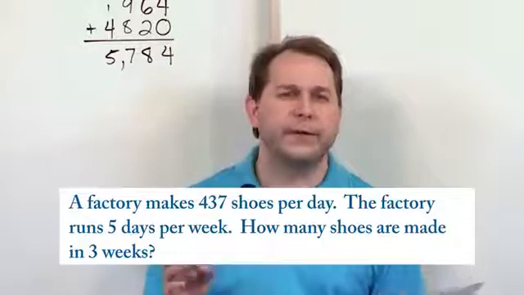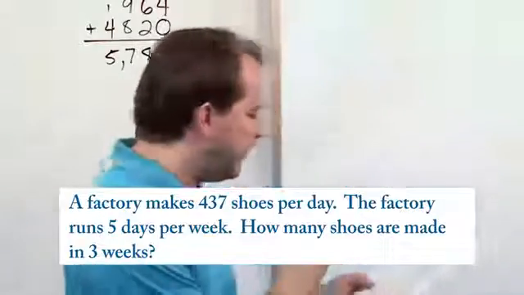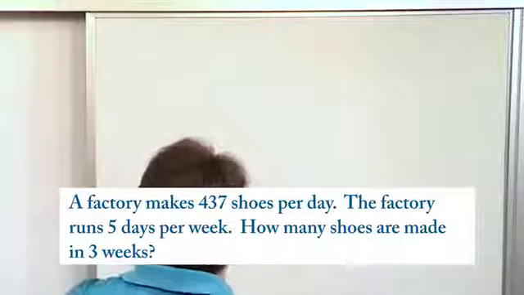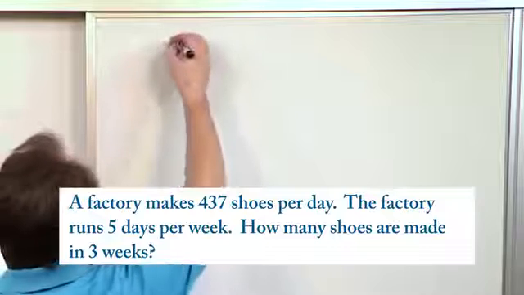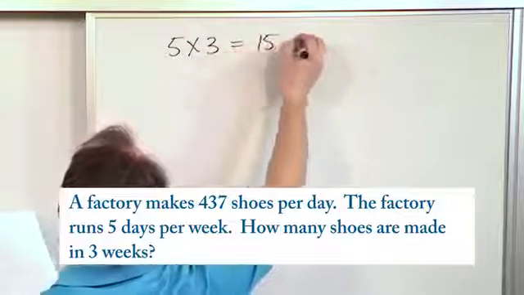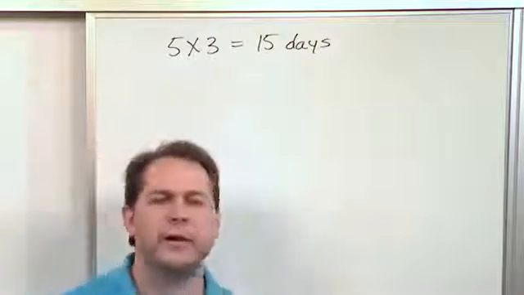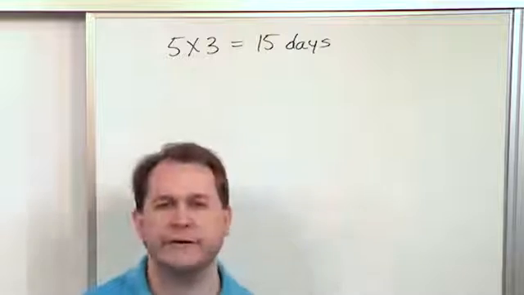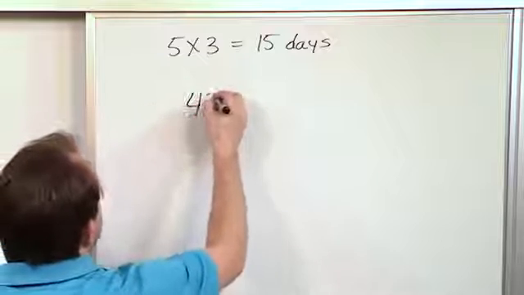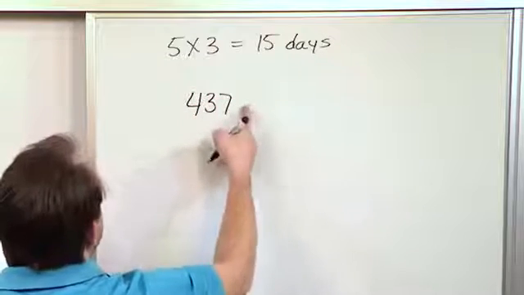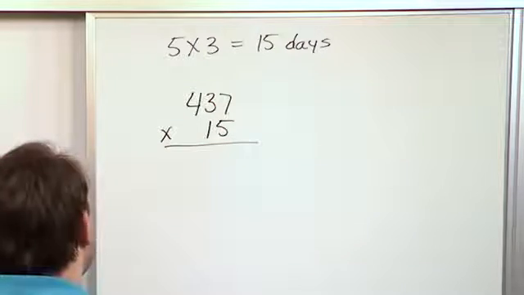So the first thing we need to do is figure out how many days the factory is running in this problem. Well, if the factory is running for 3 weeks and only 5 days in a week, see, normally there's 7 days in a week, but you have to give those guys days off. 5 times 3 is 15 days that this factory is running that we care about, 15 days. And we now know also that the shoes can be made at a rate of 437 shoes per day. Now we know how many days they're running. So we combine these two things, 437 shoes every day times 15 days. That's going to be a quick way to figure out how many shoes altogether.